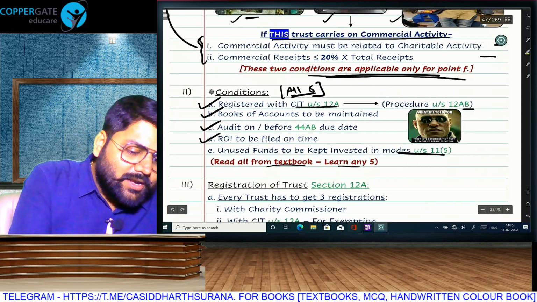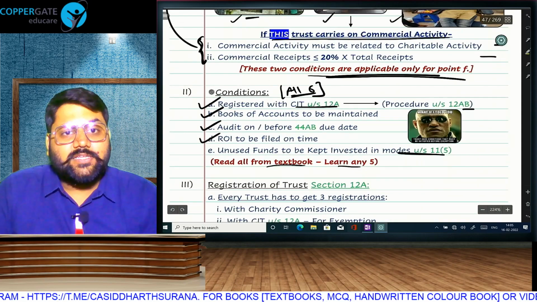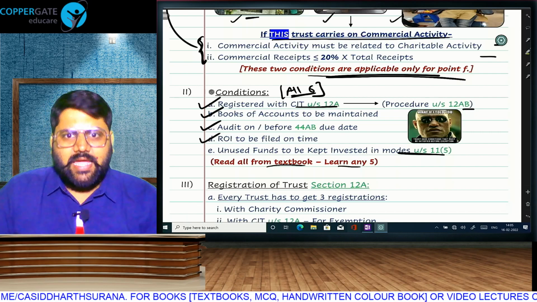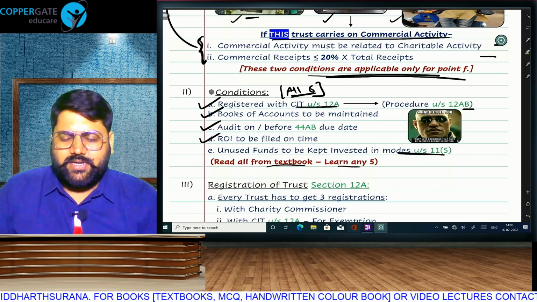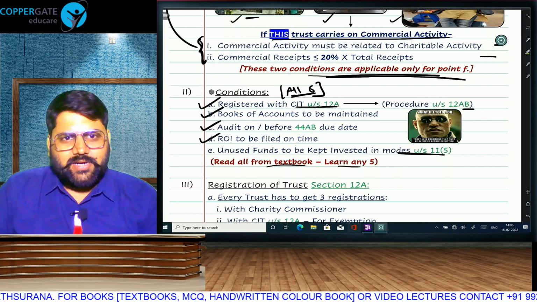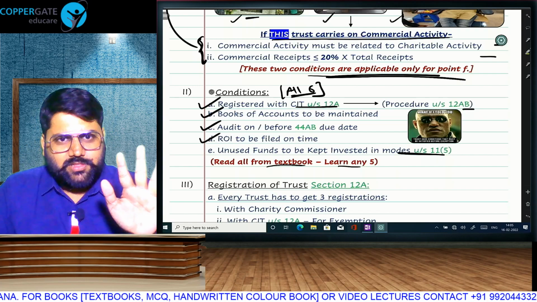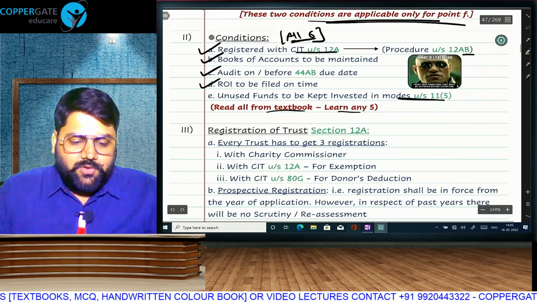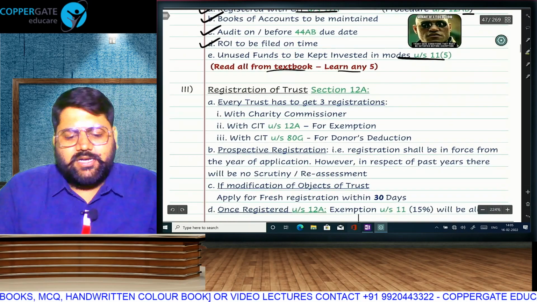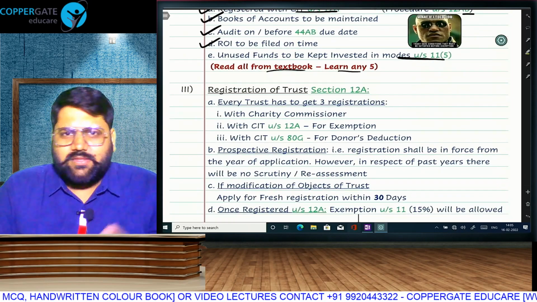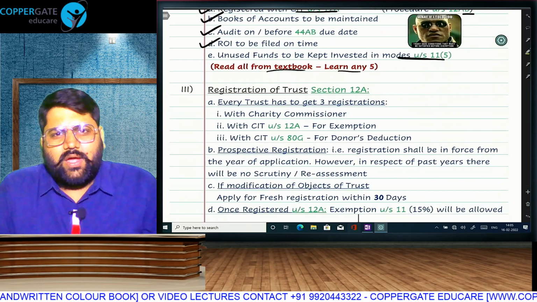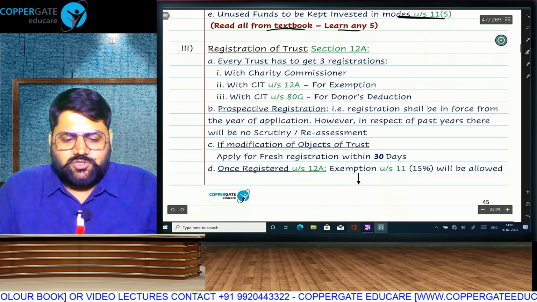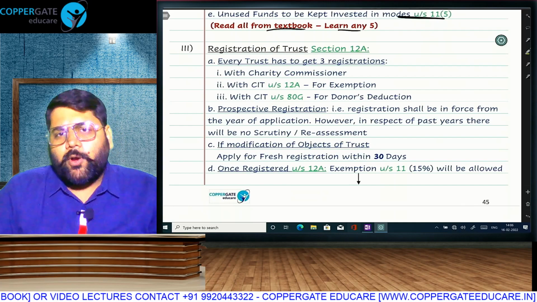Plus these two are extra, applicable only for the advancement category. So the advancement category will have 2 extra, and then any trust doing business, there are 2 more conditions that we will also see later. But as of now, 5 conditions applicable to all the trusts, 2 conditions applicable only for the advancement category, for which only this registration condition requires detailed explanation. Others are very easy: books of accounts, audit, ROI has to be filed on time, utilization of funds. Only the registration has to be done in detail. So let's go point by point.